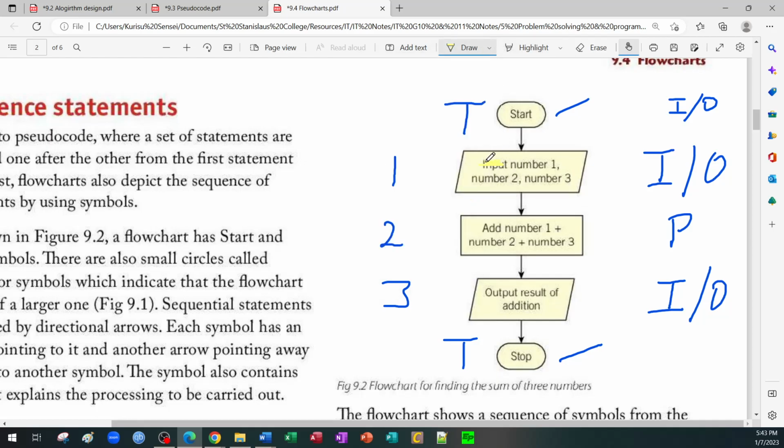So say for instance we did not have this input keyword here, and we did not have this output keyword here. What would have happened is that we would have seen the variable number 1, 2, and 3. We would have seen result of addition, but we won't know whether we have to input or whether we have to output. So in these cases, that's why it's important to have the keyword also, so that we know we have to input at this first step here, and we have to output at this step here.